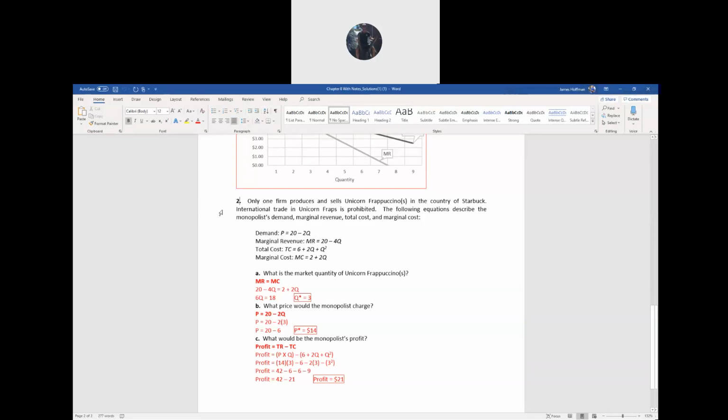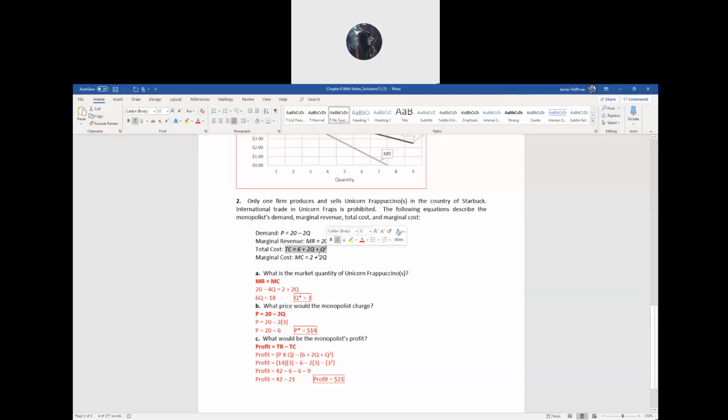All right, so number 2, only one firm produces and sells unicorn frappuccinos in the country of Starbucks. International trade is prohibited, and the following equations describe the monopolist's demand, marginal revenue, total cost, and marginal cost curves. Okay, so here's our demand curve. Price equals 20 minus 2Q, right? Here's our marginal revenue curve, 20 minus 4Q. Here's our total cost curve.